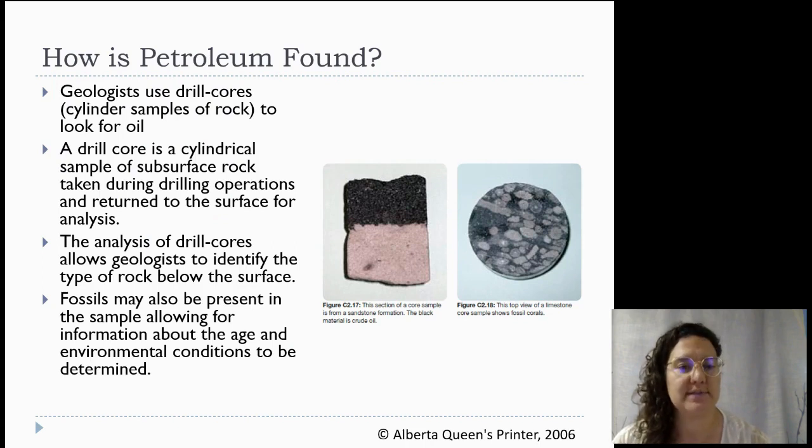So, geologists use drill cores to take samples of rock to look for oil. A drill core is a cylindrical sample of subsurface rock. So we drill deep down, pull out that core, and then we can look and see how deep we find different types of layers of rock. And the analysis allows geologists to identify what rocks might be below the surface. We can also look for information about the age and environmental conditions that existed in different geological eras before.